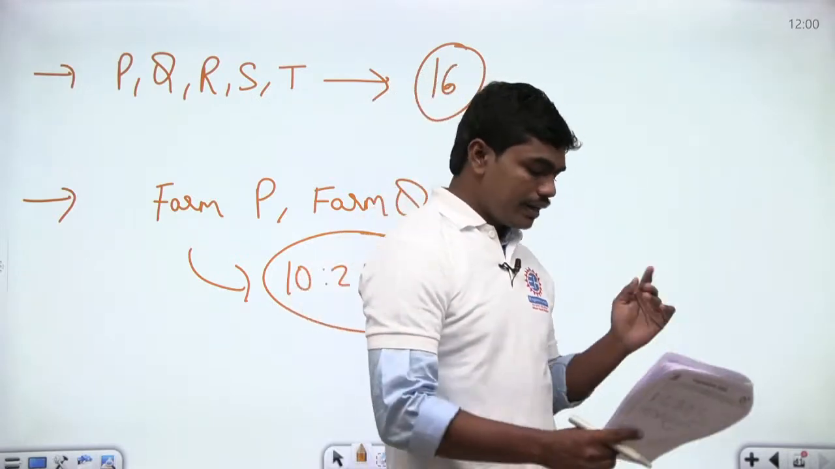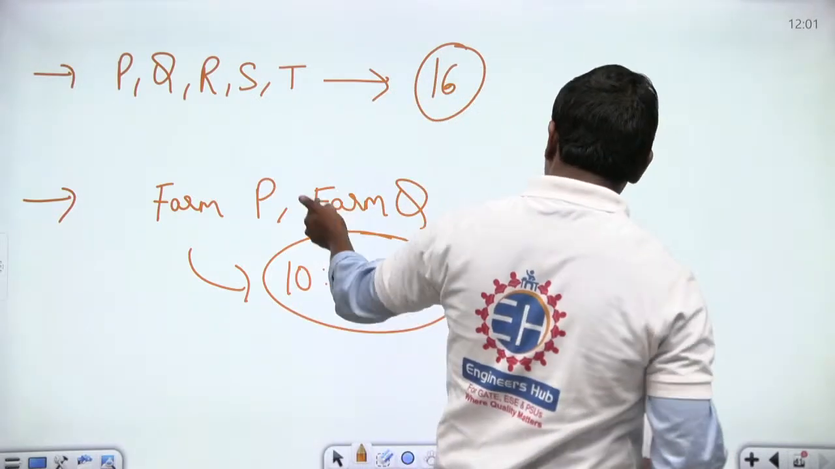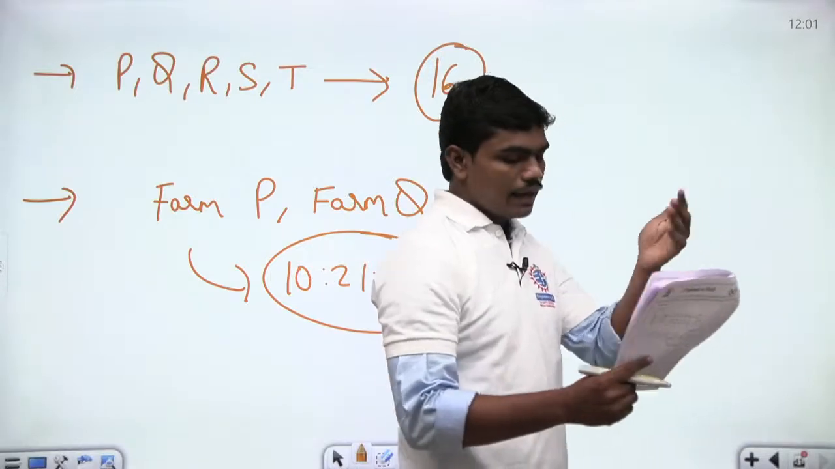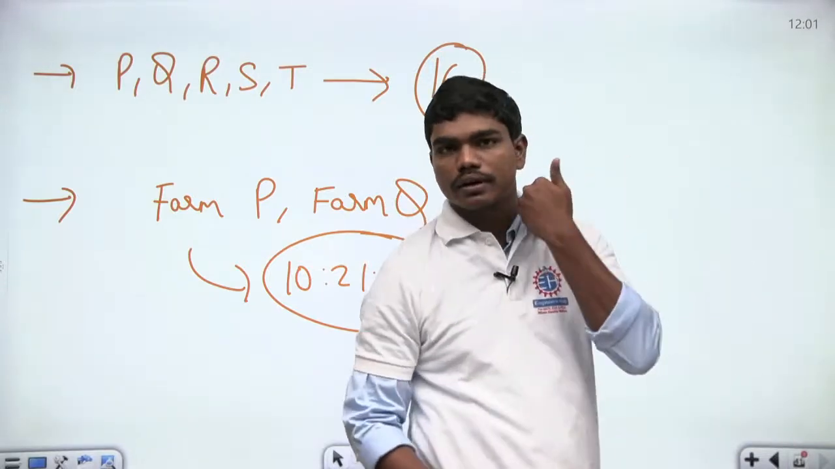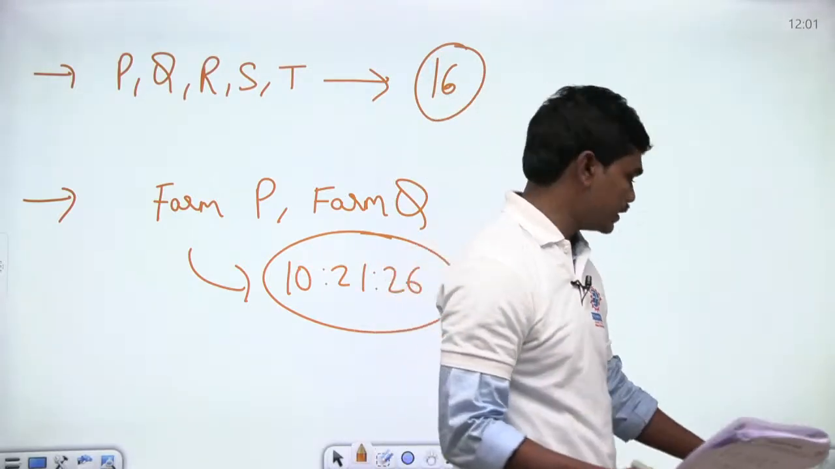Clear? Fine. Next. So Form P and Form Q are given. Some goats and ducks were shifted here and there. So finally, if you take out the answer, it's 10 is to 21 is to 26. Next.